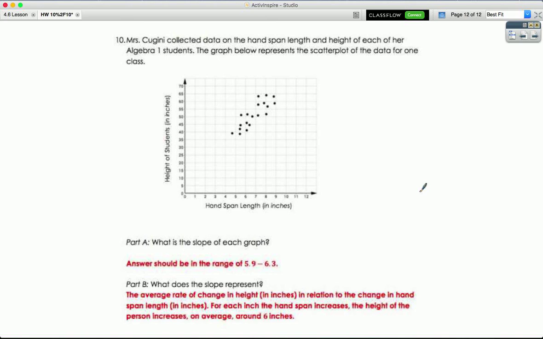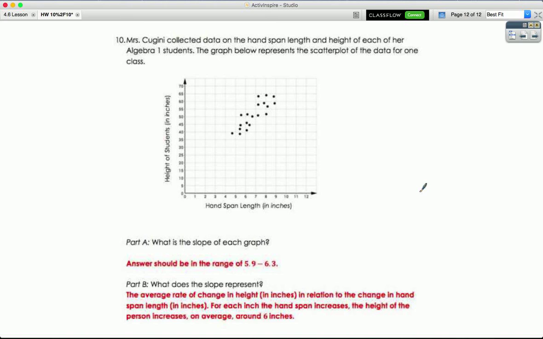Last question, number 10. Mrs. Cugini, I suppose, collected data on the hand span length and height of each of her Algebra 1 students. The graph below represents the scatter plot of the data for one class. So this data is provided in the form of a scatter plot instead of just a complete line, because these are just individual data points taken from students within her class. And so while there is not an exact measurement of growth that correlates your hand span to your height, there is some kind of correlation going on between this data. It's just not a perfect linear trend.